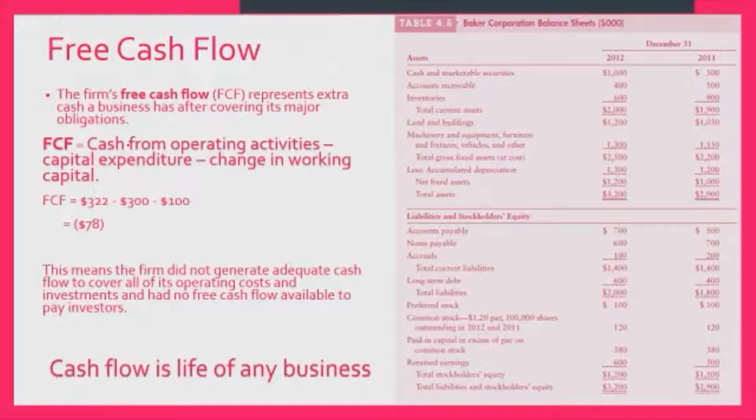Free cash flow, the extra income that we have after covering our major obligations, would be cash flow from operating activities, 322,000, minus 300,000, minus 100,000, which is the working capital. That gives us a negative figure of 78,000. Now, what does this mean? This means that the firm did not generate adequate cash flow to cover all of its operating costs and investments, and had no free cash flow available to pay investors.